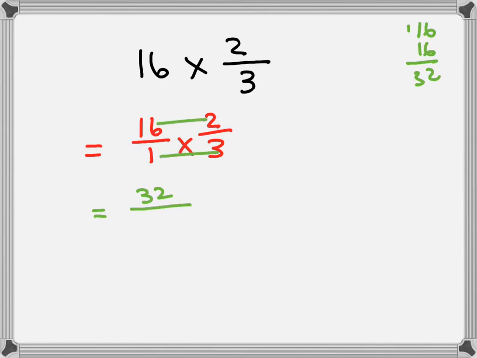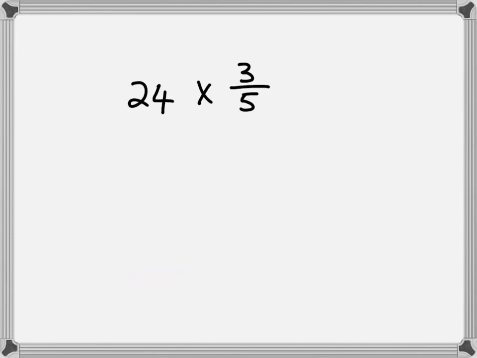Now 1 times 3 is 3. It's an improper fraction. Let's make it into a mixed number. 3 goes in there 10 times, because 10 times 3 is 30. And we have a 2 over 3 as our remainder, because 32 minus 30 is 2. Okay, right.